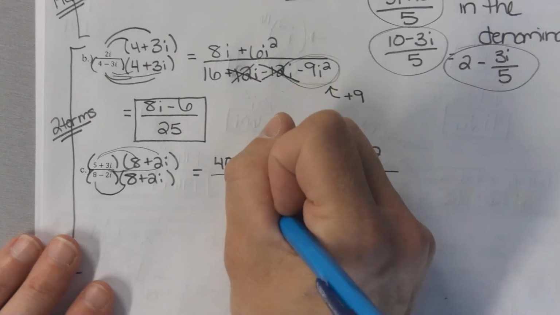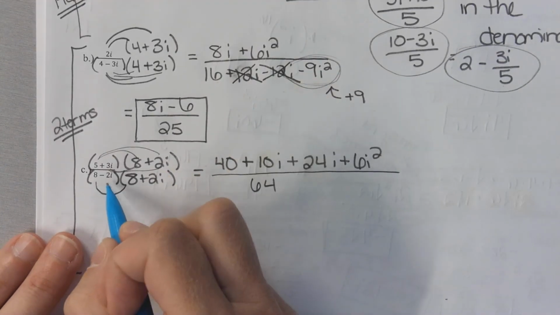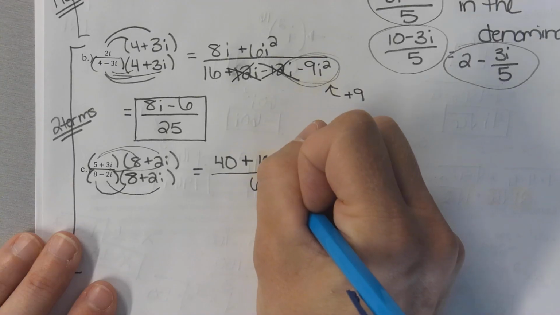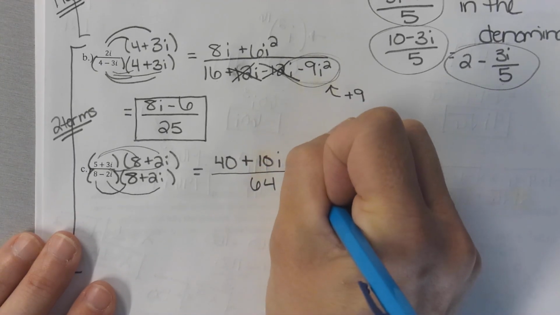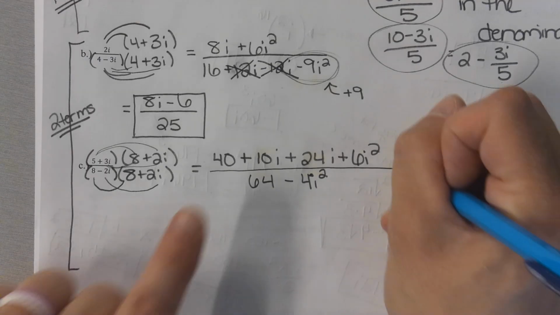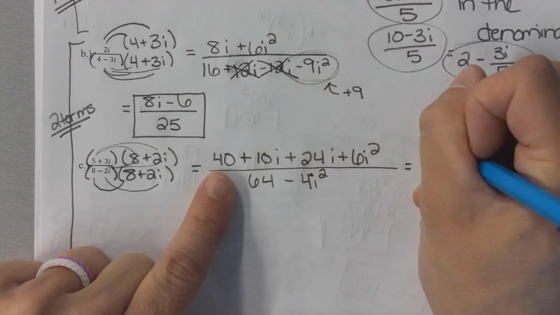8 times 8 is? 16. And then negative 2i times positive 2i is? Negative 4i squared. So I'm going to take a shortcut and I'm just going to fool, because the middle two terms are always going to cancel out. We planned it that way. All right, let's start combining stuff.